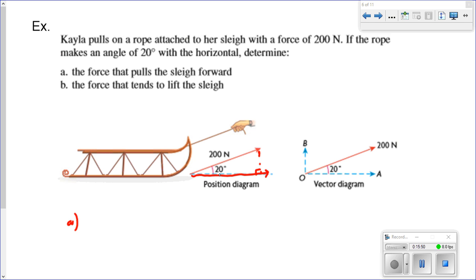It's the adjacent side, so I would use, I'm going to call this force X. So I would have force X, which I want to try and find, over 200, is equal to what trig ratio here? That's adjacent over hypotenuse, so that's the cos of 20 degrees. And cross multiply.